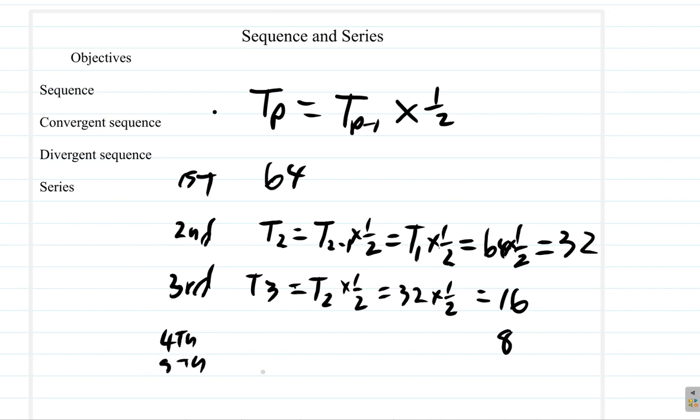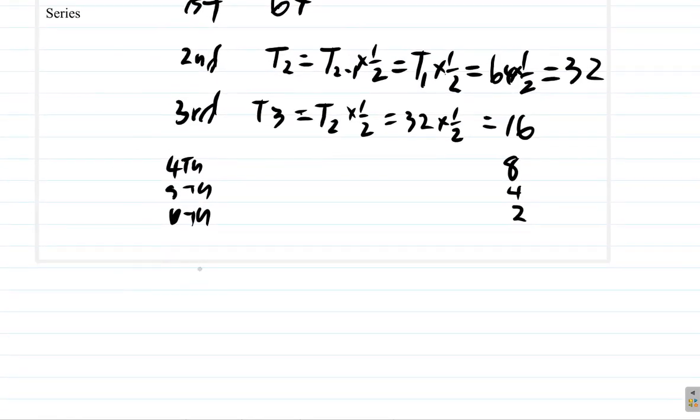If you continue, you're going to see that the fourth term, term 4, will be 8. The fifth term, term number 5, will be 4. The sixth term will be half of 4, which is 2. The seventh term will be half of 2, which is 1. The eighth term will be half of 1, which is half. The ninth term will be half of a half, which is a quarter, and so on.